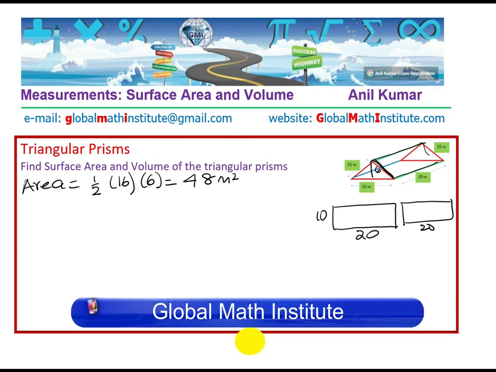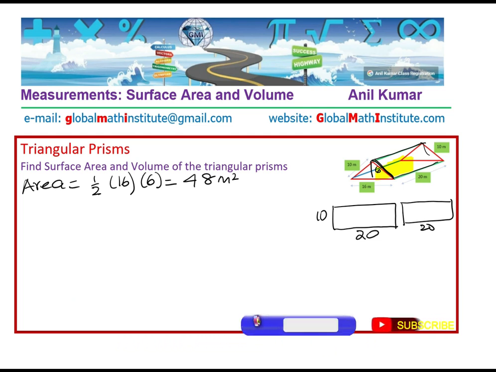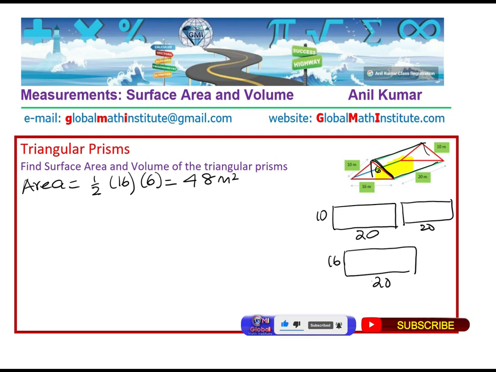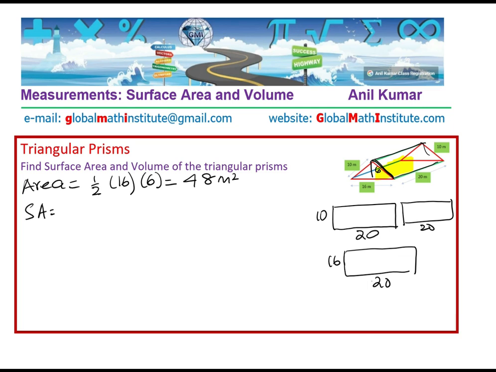But there is the third one. Do you see that in the bottom, right? So that is of 16 by 20, correct? So one side is 16, the other one is 20, right? So that is what you should be doing, adding them up, right? So surface area is equal to 2 times the area of the triangle, they're exactly the same, plus we got three rectangles. So one is 10 times 20, other is also 10 times 20, and the third one is 16 times 20.